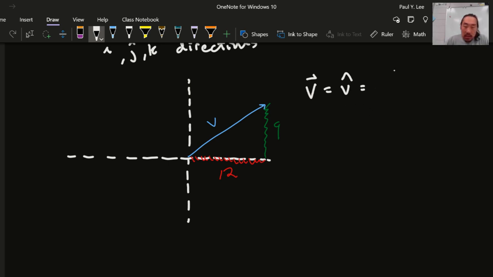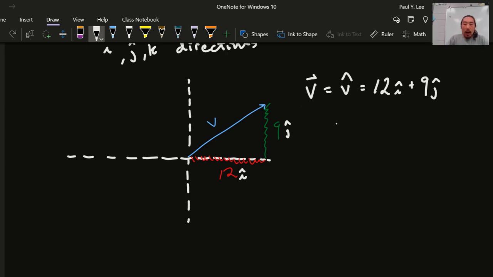V is represented as 12, and remember that's the magnitude, i hat plus 9 j hat. The i, j, and k represent the x, y, and z axis. Here, this is the 12 in the i hat direction, or the x direction, and here we have 9, which is in the j direction, or the y direction. All that combined tells us what V actually is.